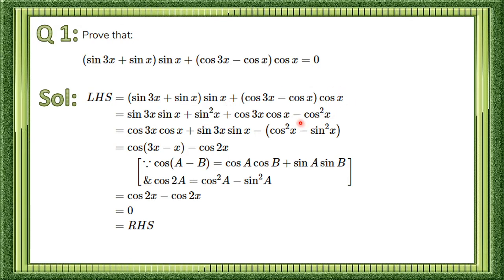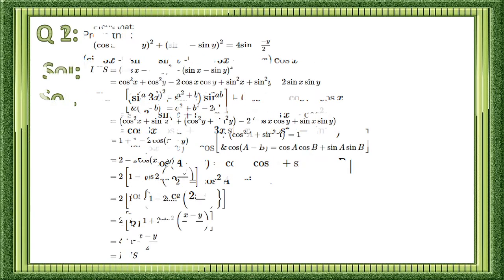We are combining these two terms, cos square x, sin square x. We are writing this way, taking minus outside common, because we know this is one of the identity. This is identity of cos 2 theta. And then here we are combining these terms, sin 3x cos x, right, plus sin 3x sin x. What is this identity? This is cos a minus b. Cos a cos b plus sin a sin b is equal to cos a minus b. So cos 3x minus x is cos 2x minus cos 2x, which is 0.